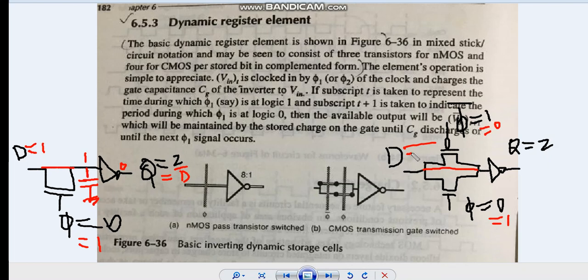What if D is equal to 1 here? Then the input of the inverter will be 1 and this will get inverted across the inverter and the output will be 0. So whenever we use this kind of dynamic register element, that is one NMOS and the inverter, the input is getting inverted, I mean D bar we can say here, the Q is D bar, hence.